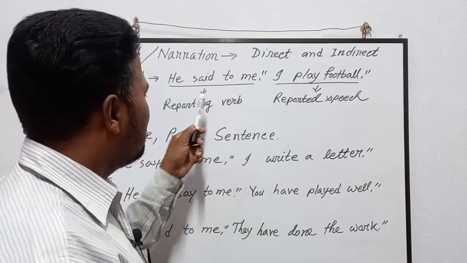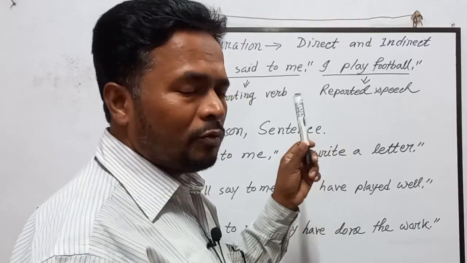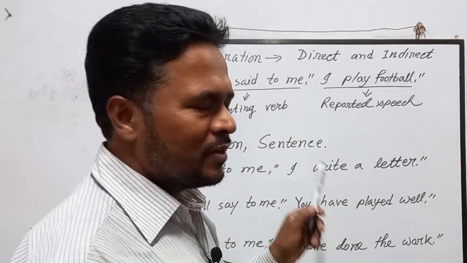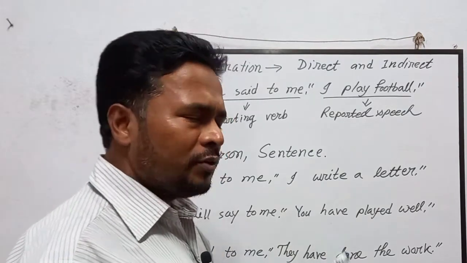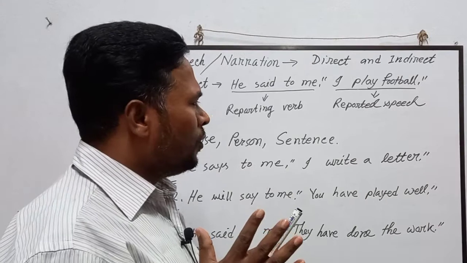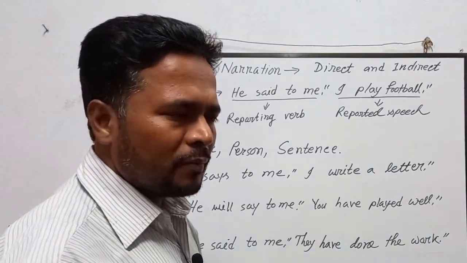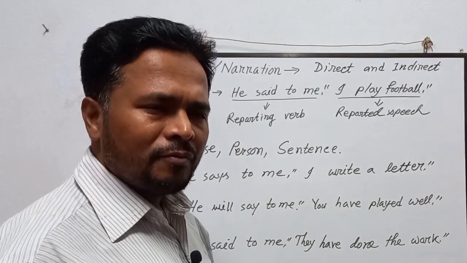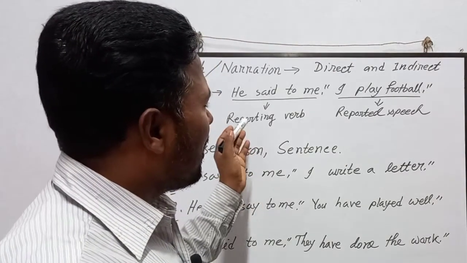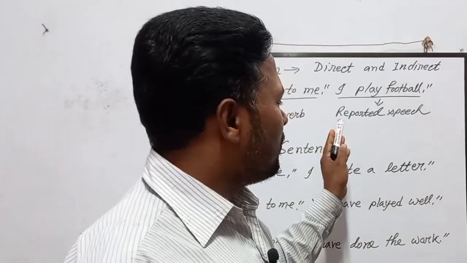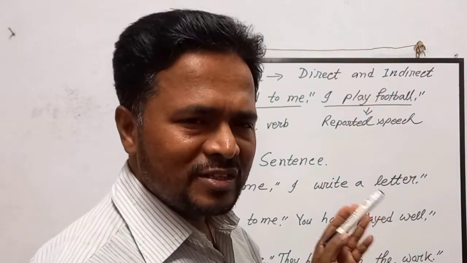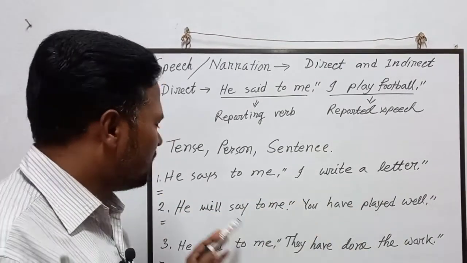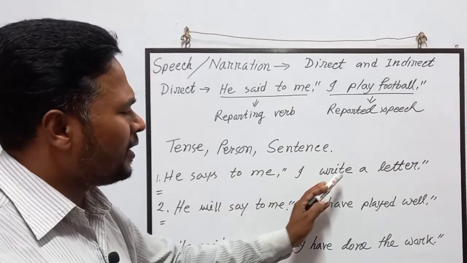This part is called the reporting verb, and inside the quotation marks or inverted commas there is a sentence which is called reported speech. If we want to change from direct to indirect, at first we have to look at the tense of the reporting verb. If it is present or future tense, the other part of direct speech, which is called reported speech, does not change in tense. Like, he says to me, "I write a letter."